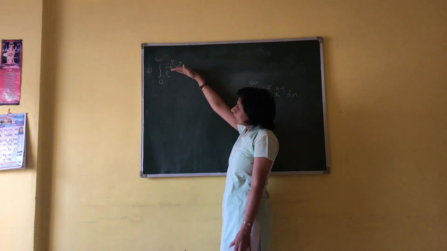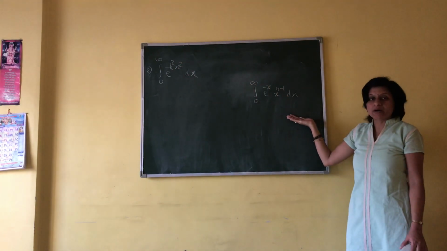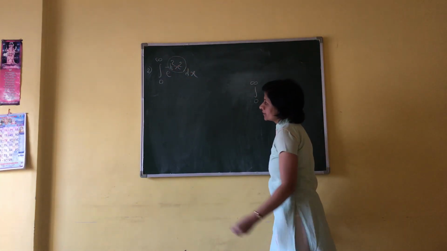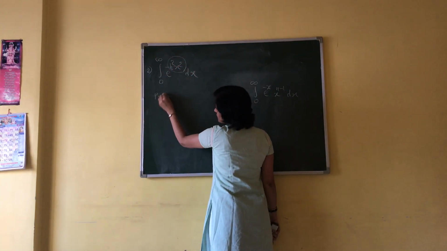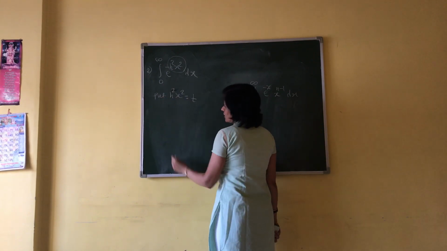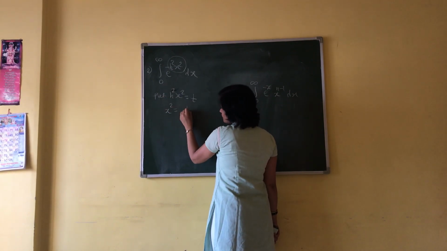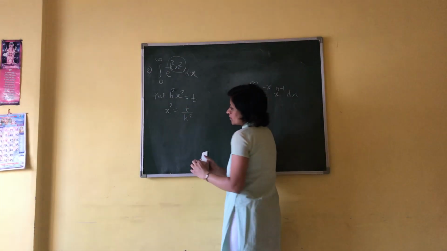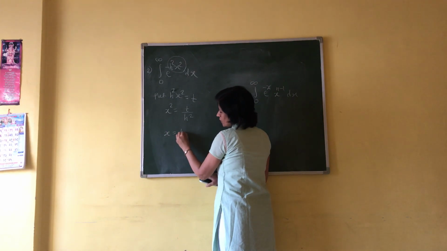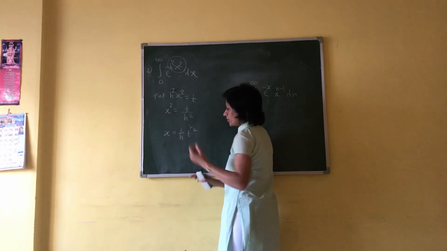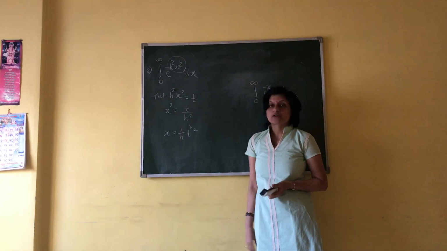To reduce this integral to gamma, put x square is equal to t. Therefore x square is equal to t upon h square. Taking positive square root, x is equal to 1 upon h into root t. Root t can be written as t raised to 1 by 2. We get x as a function of t.